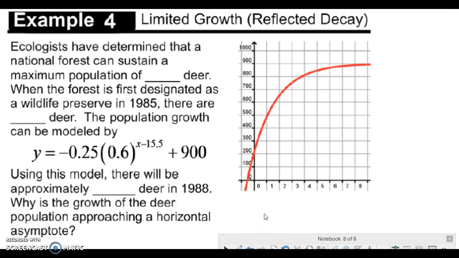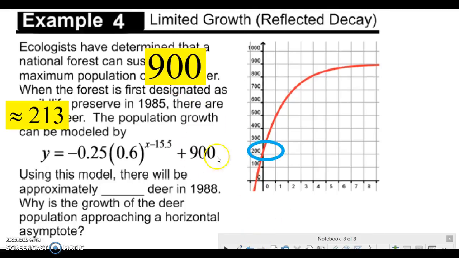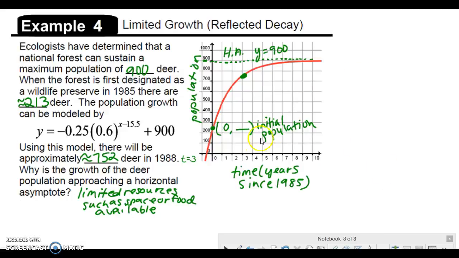So going forward, the information you need is actually in this problem. This 900 is the maximum population of the deer. The 213 comes from where it crosses the y-axis. So we're looking for this information here, but we have to figure out x or t in this case, which is number of years. So we started in 1985. This is 1988, so that would be 3 years. And then your initial population again. Because we approximated it, you guys could have come up with different answers if I gave you time to do that, but you get the idea. So plug it in, t equals 3.